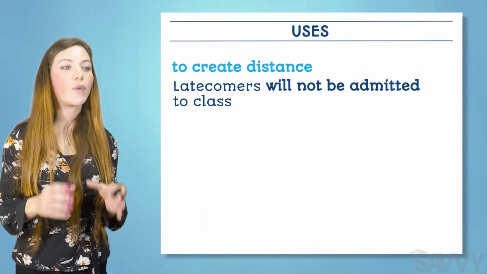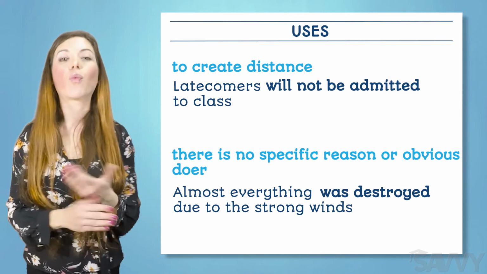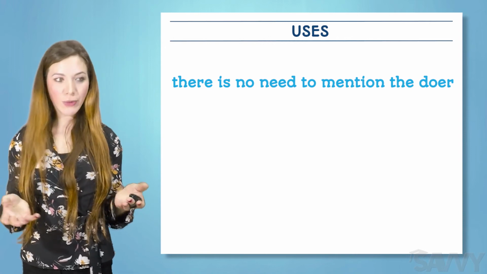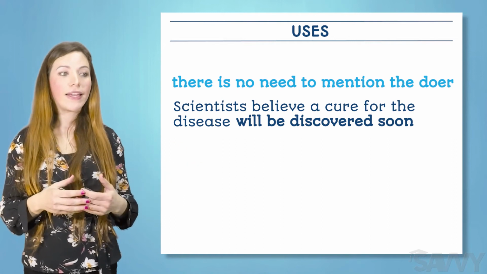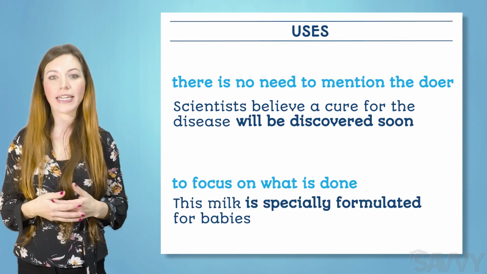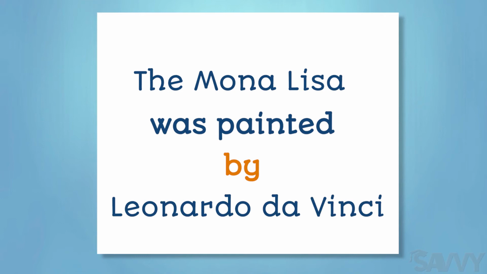We can also use the passive when there is no specific reason or obvious doer. So almost everything was destroyed due to the strong winds. When there is no need to mention the doer, so scientists believe a cure for the disease will be discovered soon. And also to focus on what is done. This milk is specially formulated for babies or infants. So remember, we'll also use the passive to focus on who is doing the action with that word, by. So by plus the pronoun or the noun. For example, the Mona Lisa was painted by Leonardo da Vinci.